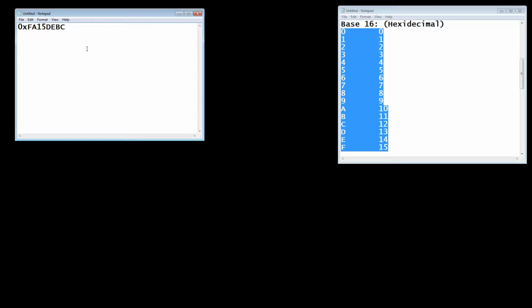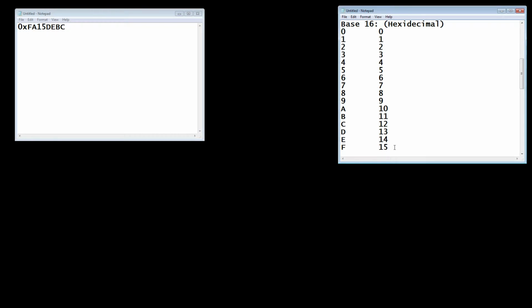But yeah, basically, simple hexadecimal stuff that we've gone over here. We haven't gone over anything advanced, and probably won't be going over anything advanced for at least a while.